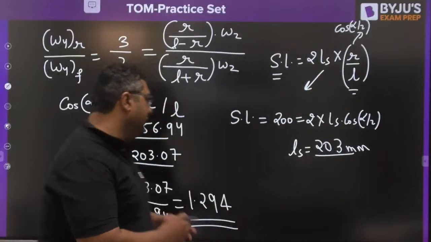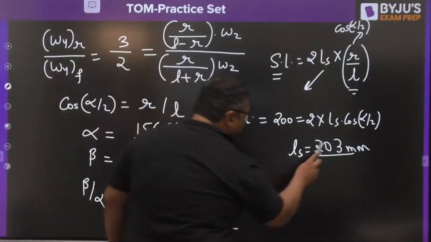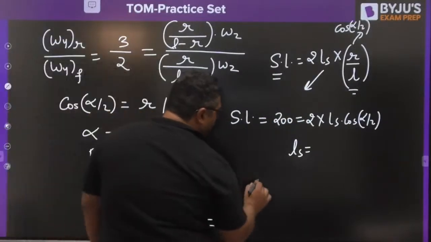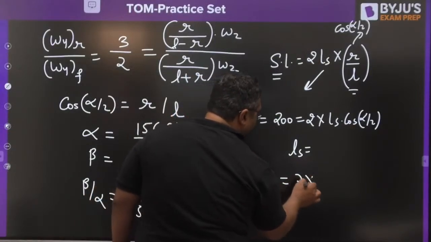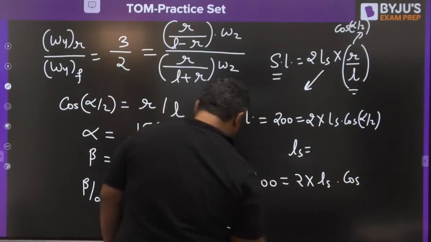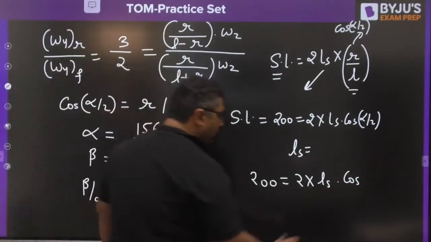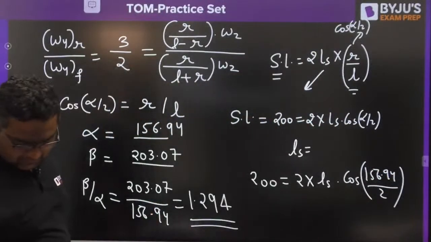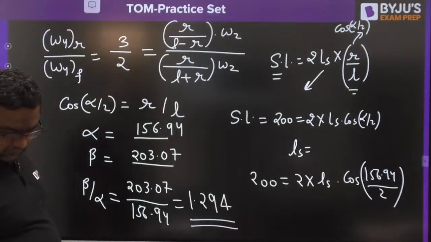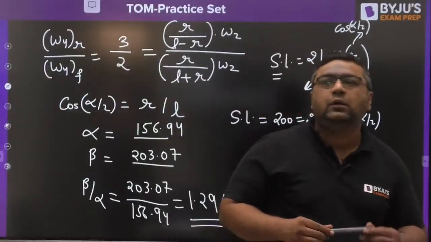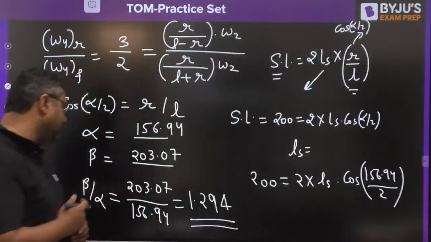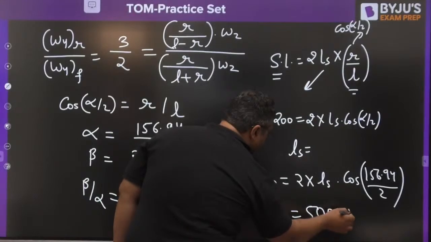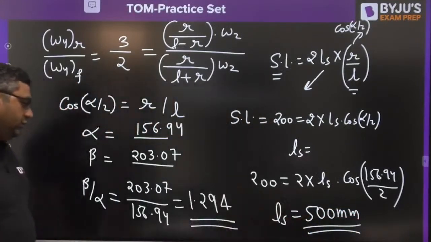203 or 500. Okay, let me check it. I thought everybody is giving the same answer, so it would be correct. But now I am feeling some jhol. So you would be having 200, 2 into LS, cos, it was 156.94 by 2. Okay, 203 is the value of beta. Sorry. So LS will be coming out to be 500. Yes, it is correct. 500 mm.